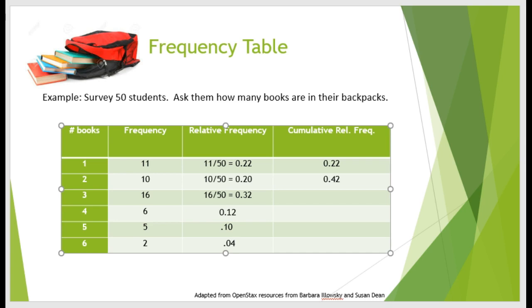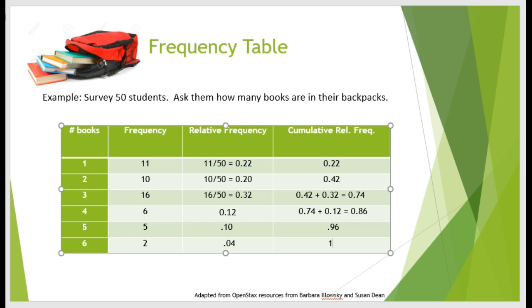Or we could take the previous cumulative relative frequency and add it to the current. So 0.22 plus 0.20 is 0.42. I'll type this out for you, 0.42 plus 0.32, and we get 0.74. And then 0.74 plus 0.12 equals 0.86. And then this one is 0.96. And this one is 1.